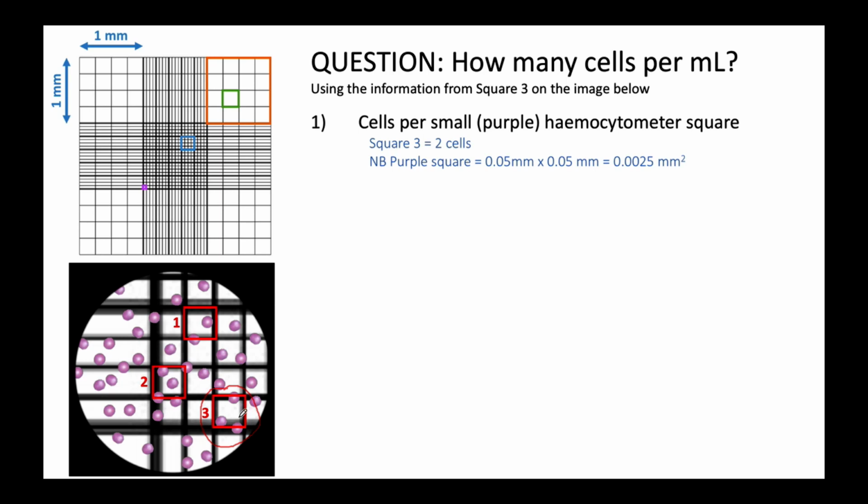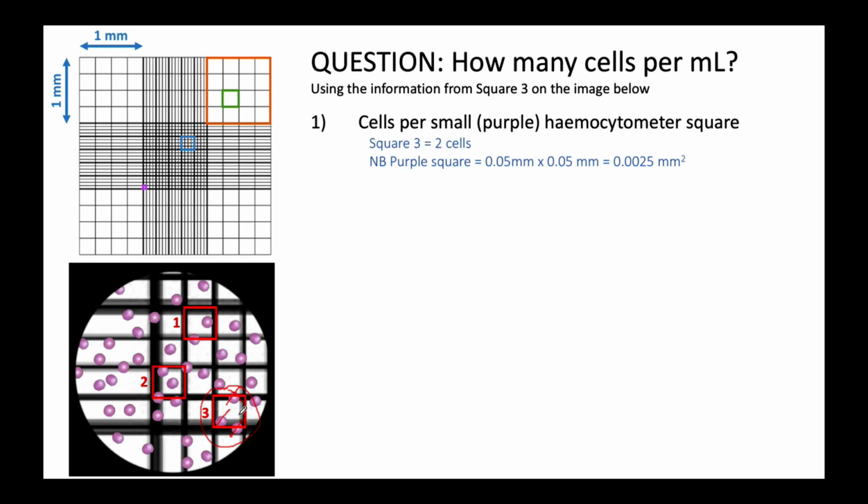So using the hemocytometer rules, we count that one and we count that one, but we don't count that one because it's touching the top of the square. Remember, you want the ones that are touching the left and touching the bottom of the square. So in that one, there are just 2 cells.